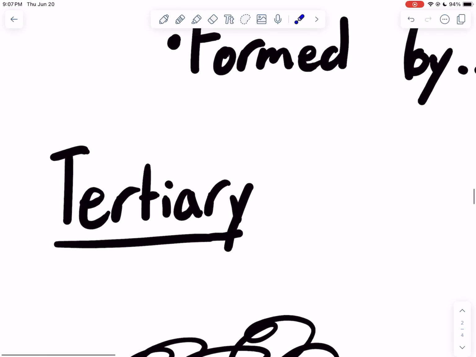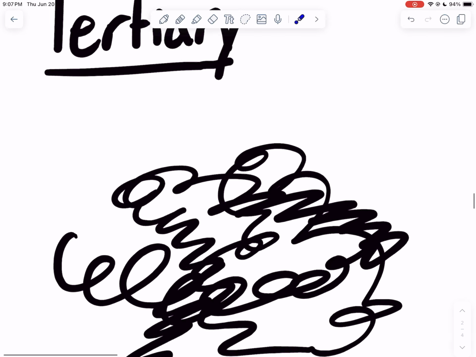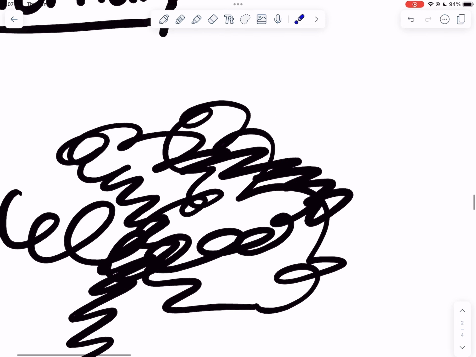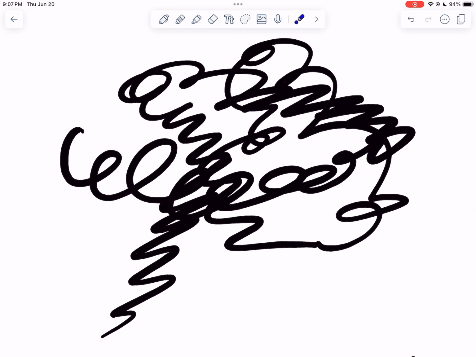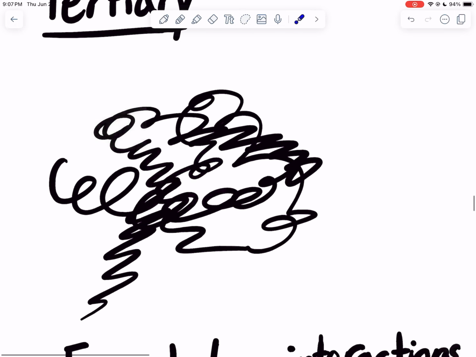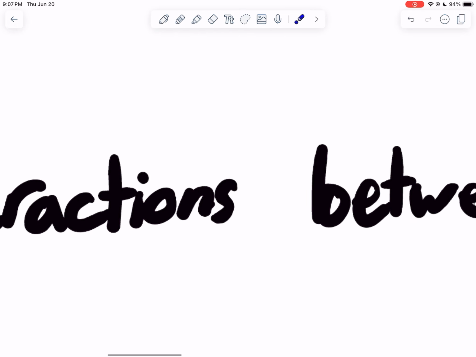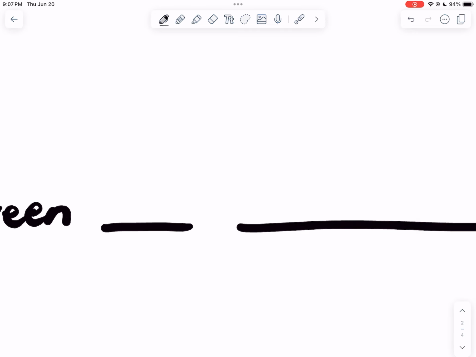Next, we have the tertiary structure, which is the structure that in general we're most interested in, which is the 3D shape. And this is a bunch of squiggles, but pretend this represents what a protein may look like, with a ton of alpha helixes over here, or like beta pleated sheets over here. This is just a bad drawing to try and get the idea across. But these are formed by interactions between, you guessed it, R groups.